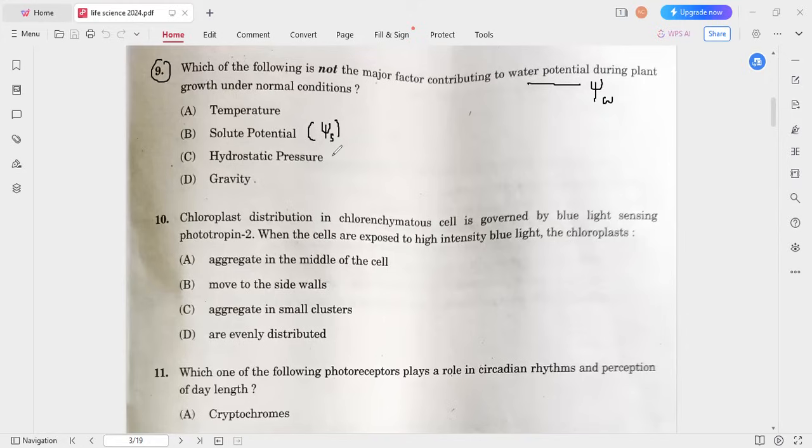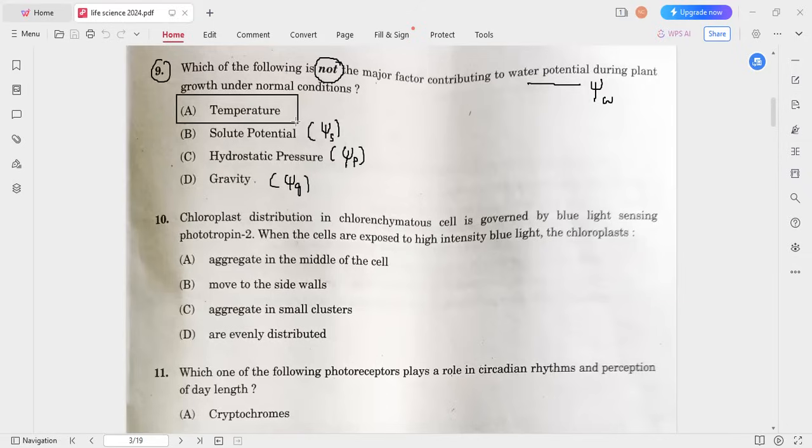Solute potential is also one of the factors. Hydrostatic pressure, yes, this is also one of the factors. Gravity, yes, this is also one of the factors. But temperature, just read the question. Here "not" means which is not a major contributor to the water potential. So that's why option A, temperature, is not a major factor contributing to water potential.